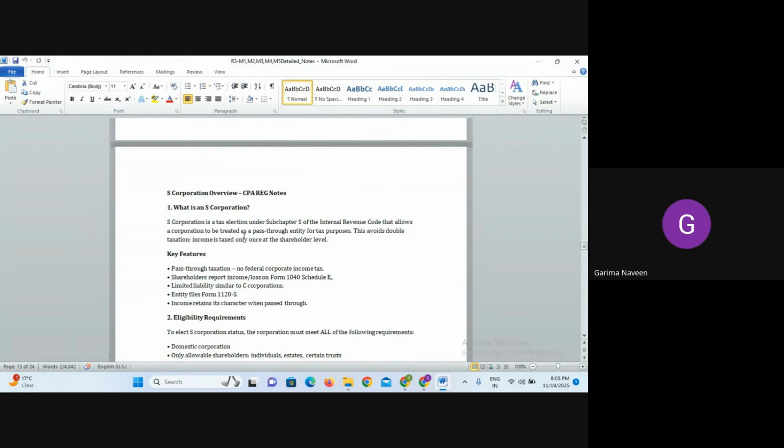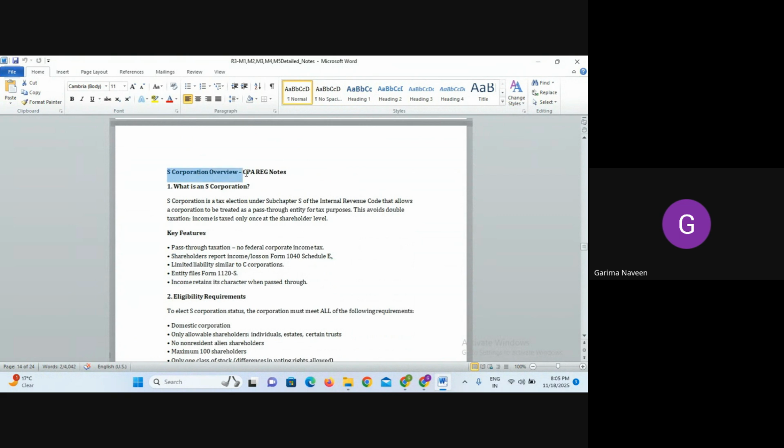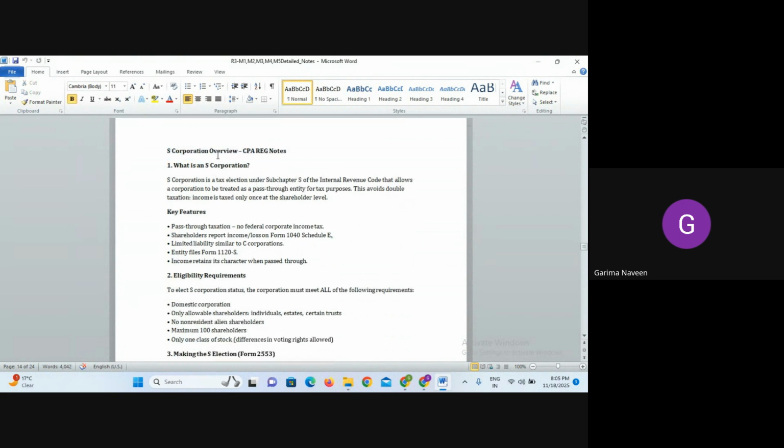Okay, so let's start S corporation. So what is an S corporation? Basically, when a corporation is formed, it is by default a C corporation. But if you want it to be an S corporation, there is some eligibility required.